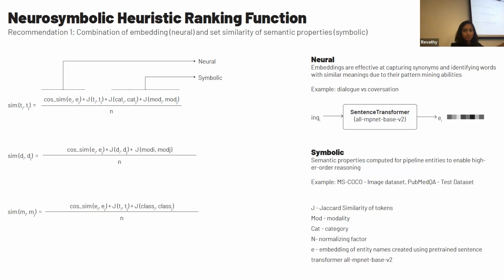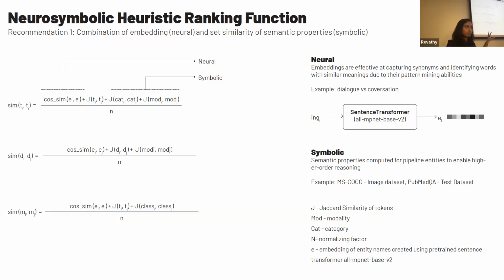So this is the neural component, and the symbolic component here is we try to compute again the set similarity of semantic properties such as recipes. While the neural component helps us identify synonyms such as conversation versus dialogue, the semantic properties such as category and modality can elevate the ranking function when we say that these two tasks are text-based tasks, image-based tasks, detection-based tasks, localization-based tasks, and so on.